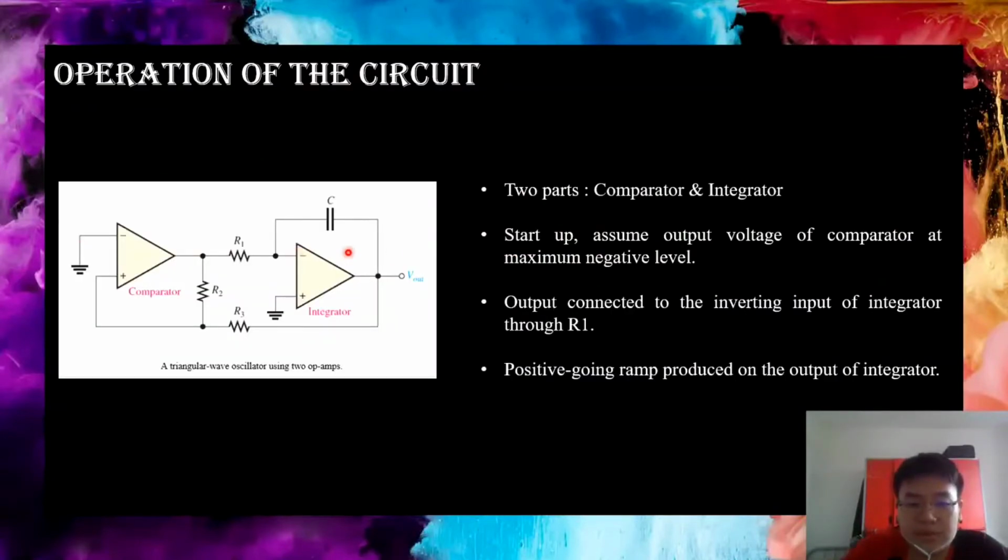A basic triangular wave oscillator is divided into two parts, the comparator and the integrator. At startup, assume the output voltage of the comparator is at a maximum negative level. The output is then connected to the inverting input of the integrator through R1. A positive going ramp is produced at the output of the integrator.